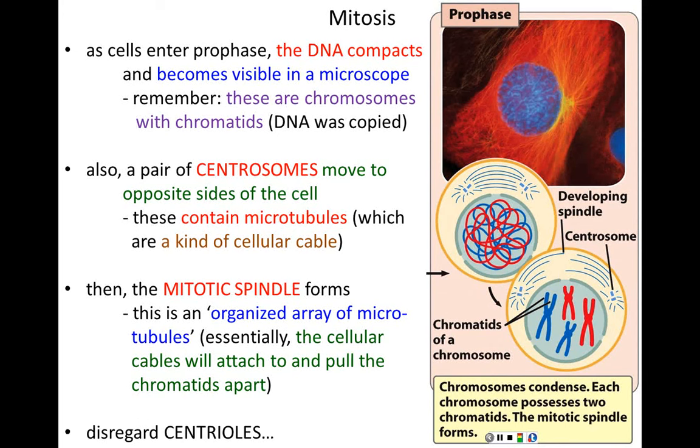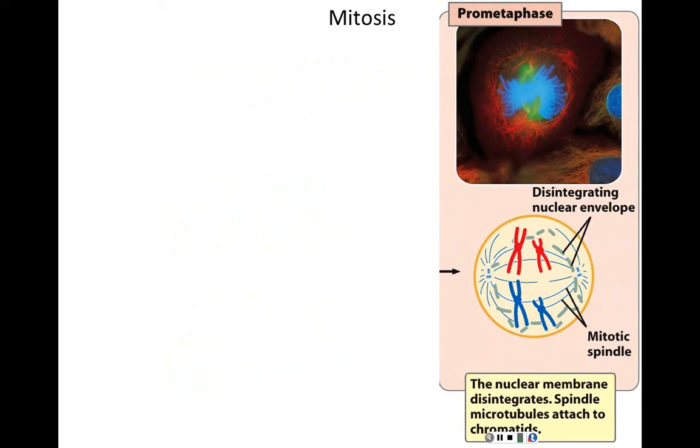You might also see referred to in the textbook and other resources that you might find for yourself, centrioles. I'm not going to talk about centrioles. It just overcomplicates the situation. For this purpose, you need to know what the centrosomes are, the microtubules, and how they relate to the mitotic spindle. Okay. So that's it for prophase. We've got the compaction of the DNA into chromosomes, we've got the setup of the microtubules, the setup of the centrosomes, the setup of the spindle, the microtubule spindles.